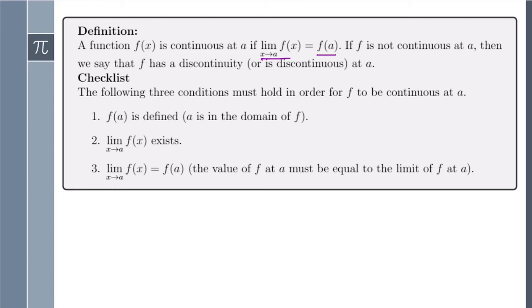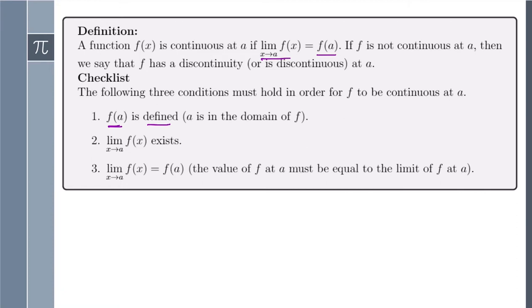So in order to check whether a function is continuous or not continuous at a given value a, we are going to check these three conditions. The first one is we make sure that the function is defined at a, or a is in the domain of the function.